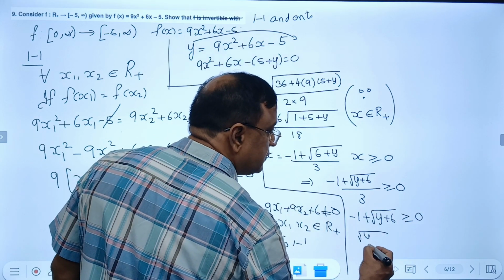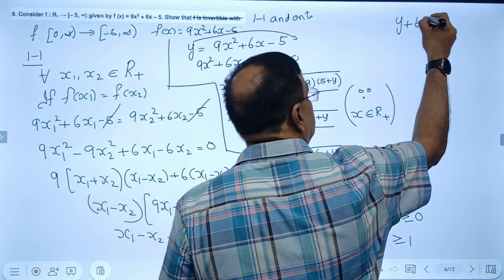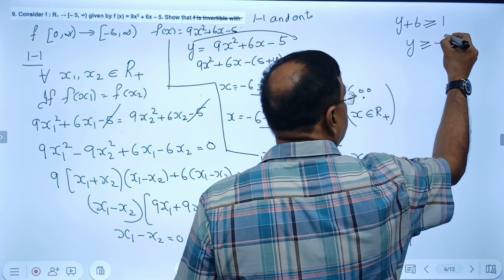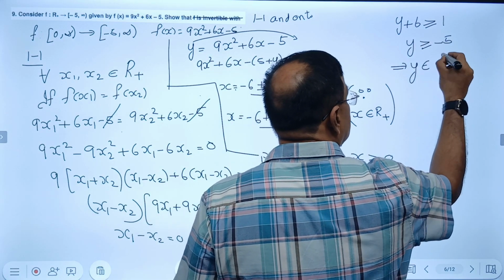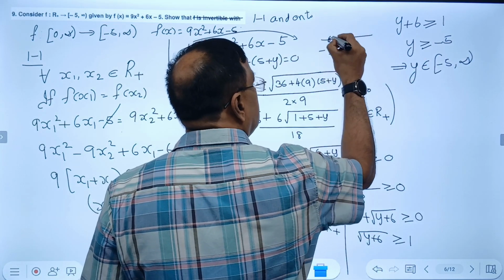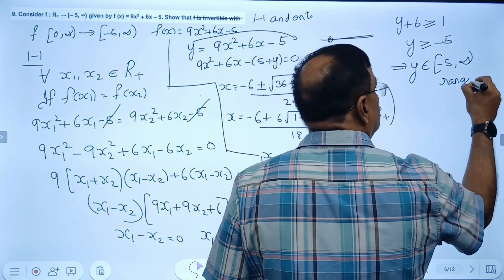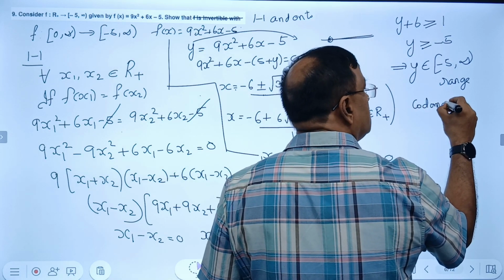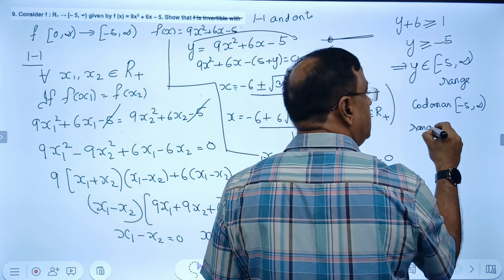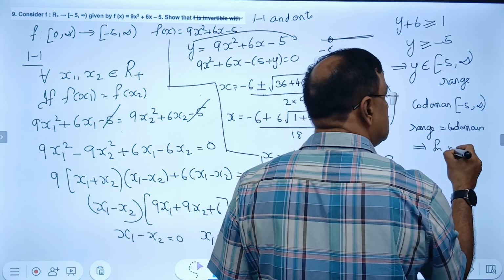So what is root of y plus 6? Is greater than or equal to 1. So what do you say about y plus 6? Is greater than or equal to 1 by squaring both sides. Therefore y is greater than or equal to minus 5. This implies my y belongs to minus 5 to infinity. This is your range. Now what is the codomain? Codomain is also minus 5 to infinity. So what have we proved? Range equal to codomain. This implies the function is onto.